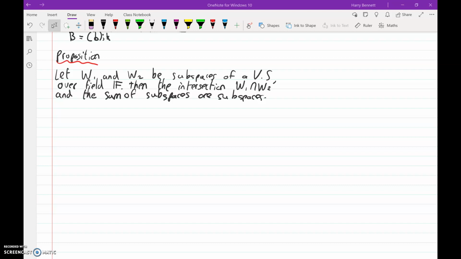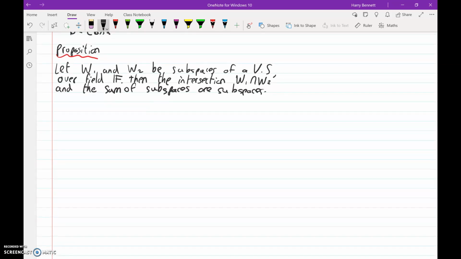So last time we looked at subspaces, and today I will be finishing off subspaces with a final proposition, and it goes like this. If we let W1 and W2 be subspaces of a vector space over a field F, then the intersection W1 intersection W2 and the sum of subspaces, which is W1 plus W2, are subspaces. So let's have a look at the proof.